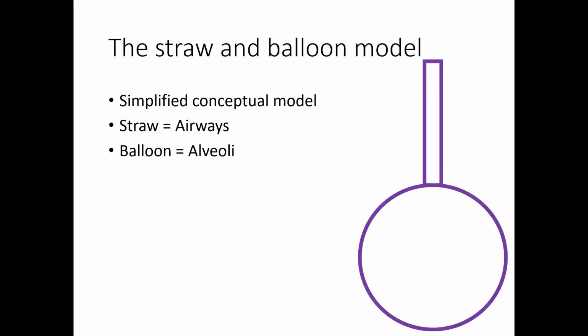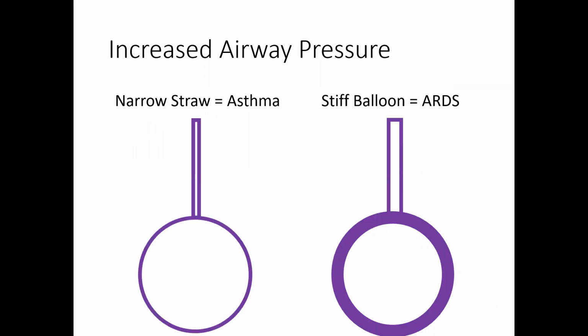So I want you to think of the respiratory system as a straw and a balloon. Again, this is a very simplified conceptual model, but I think it's very helpful. The airways in this model represent the straw, and the alveoli represent the balloon. So think of a balloon connected through a straw, and you want to inflate the balloon by pushing air through the straw. Using this model, we can understand different processes that patients have.